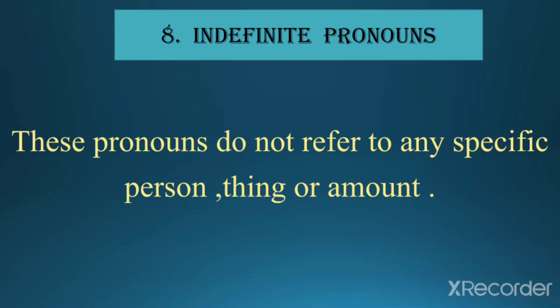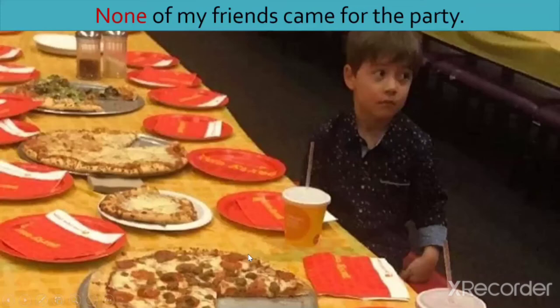Okay, somebody is at the door. Someone is knocking at the door. I have left something there. So these are words which do not refer to any specific person or things. Okay. None of my friends came for the party. So none is the indefinite pronoun here.